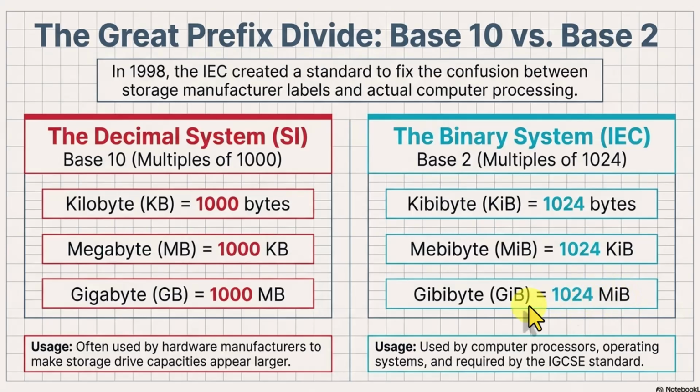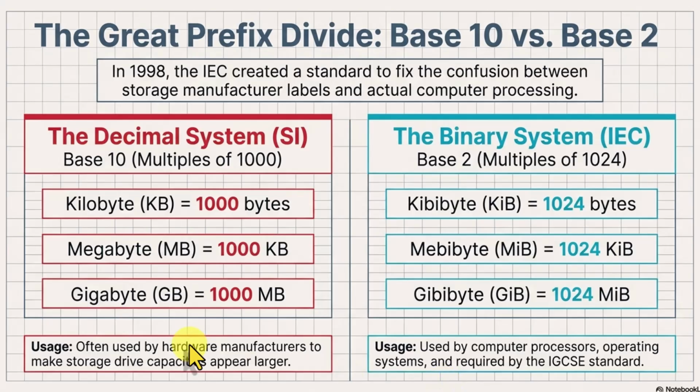1024 mebibytes makes 1 gibibyte. So where they are used: the decimal system is often used by hardware manufacturers to make storage drive capacities appear larger. For example, when they tell you 10 GBs, that is actually calculated with 1,000, while gibibytes is more than that.